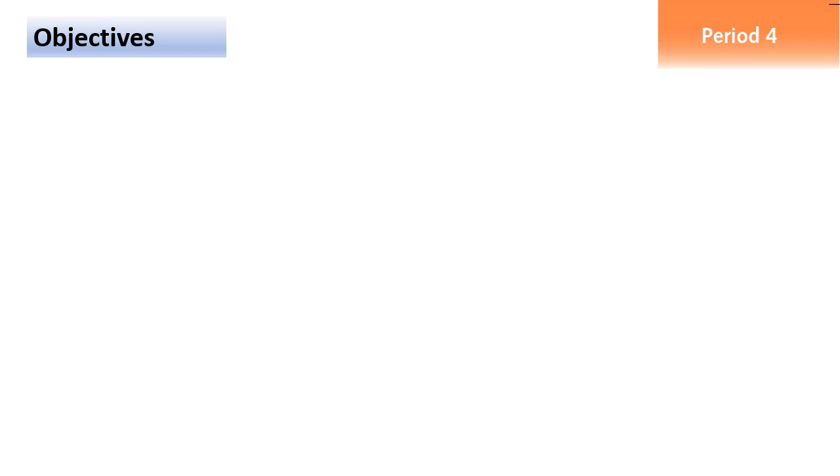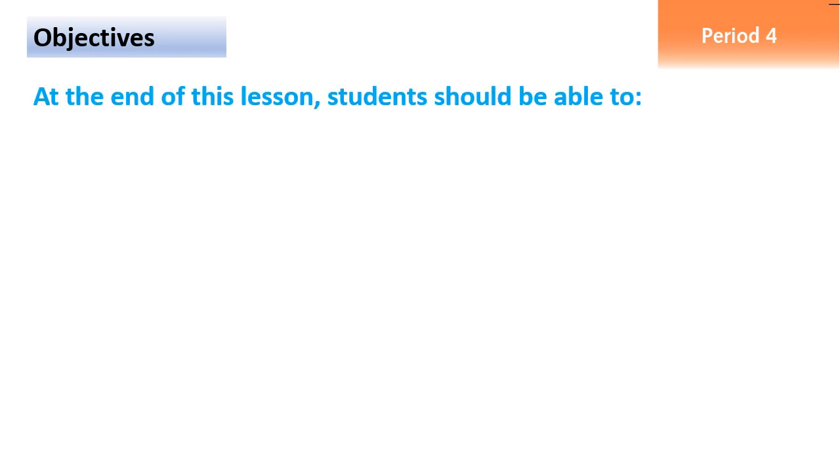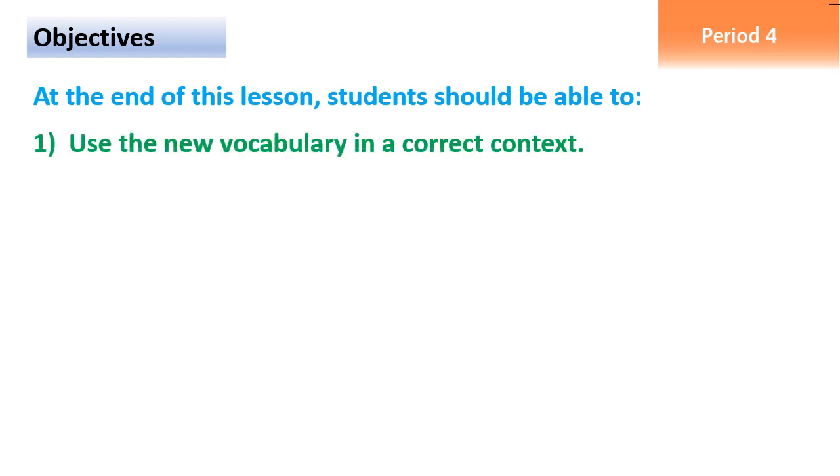What do we want to do with the following vocabulary? إيش نسوي مع المفردات التالية؟ First of all, we need to put clearly our objectives. ما نعرف أهدافنا بشكل واضح. At the end of this lesson, students should be able to use the new vocabulary in a correct context. لنكون عارفين الكلمات الجديدة على مستويات عدة.